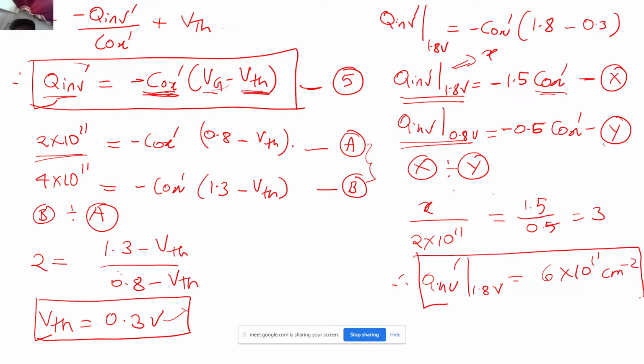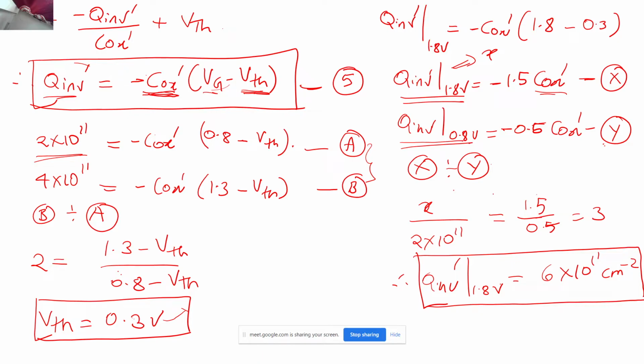Guys, any doubts in this question? The approach is clear, right? I haven't done anything special. I have taken hints from you guys only. I have just solved these equations. I haven't done anything else. So in the chat box that was kind of good.